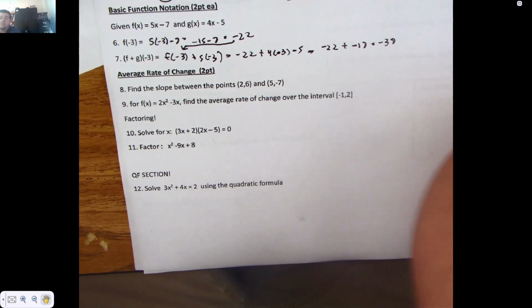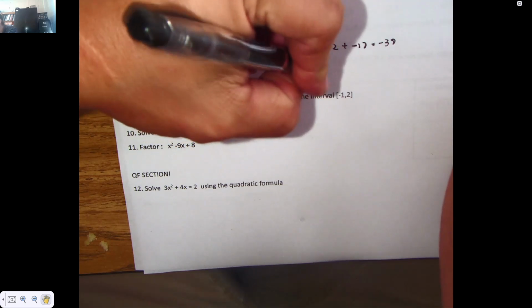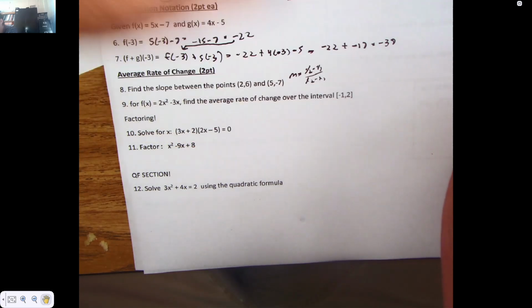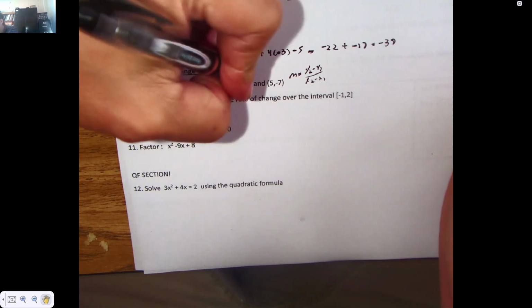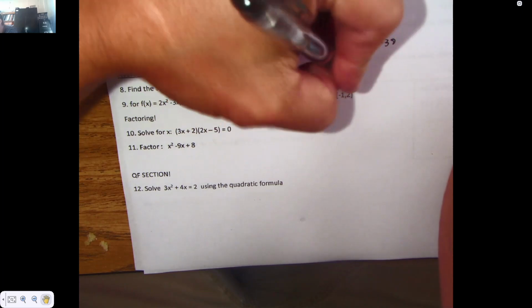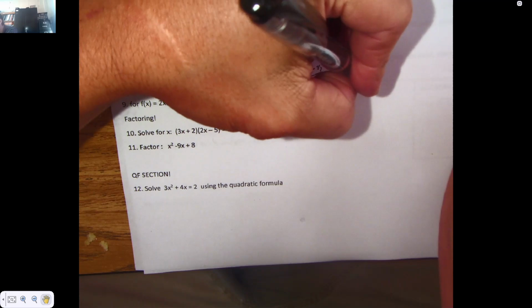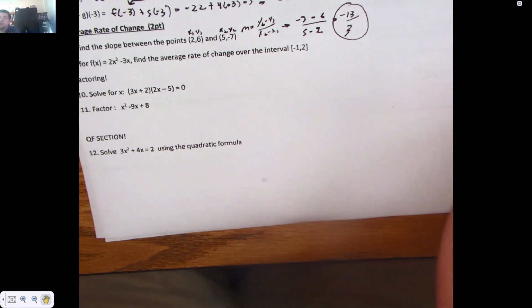Average rate of change section, find the slope between the 2 points. You just need a little formula. Slope is y2 minus y1 over x2 minus x1. So here's x1, here's y1, here's x2, here's y2, and I just plug in. Some of y'all be missing this. I don't understand it. Negative 7 minus 6 is negative 13. 5 minus 2 is 3. There's my answer. Done.